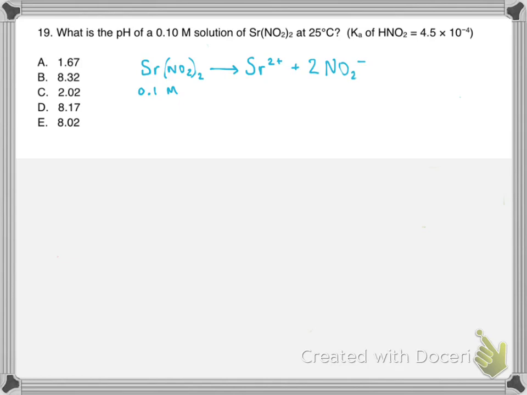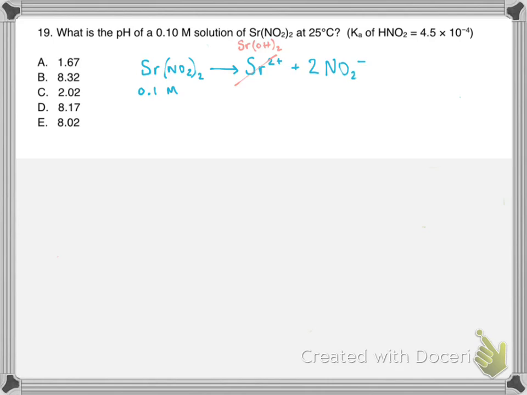Here for number 19, we're trying to get the pH of a salt solution, and the salt, strontium nitrite, is going to completely dissociate into strontium ions and nitrite ions. So we have to identify these ions as acidic or basic, and we can think of strontium as having come from strontium hydroxide. Strontium hydroxide is a strong base, so this is not going to affect pH. That's going to be a spectator.